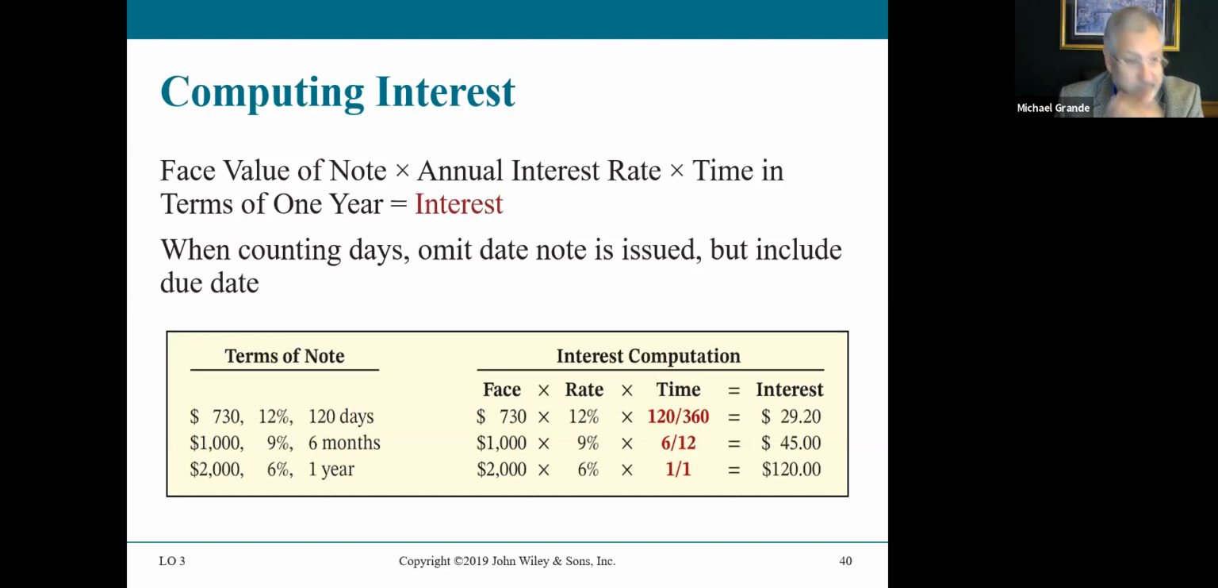6 divided by 12. And then the last one, $2,000, 6% per year. It's outstanding for 1 year. Again, the interest rate is always assumed to be annual percentage rate unless otherwise stated.